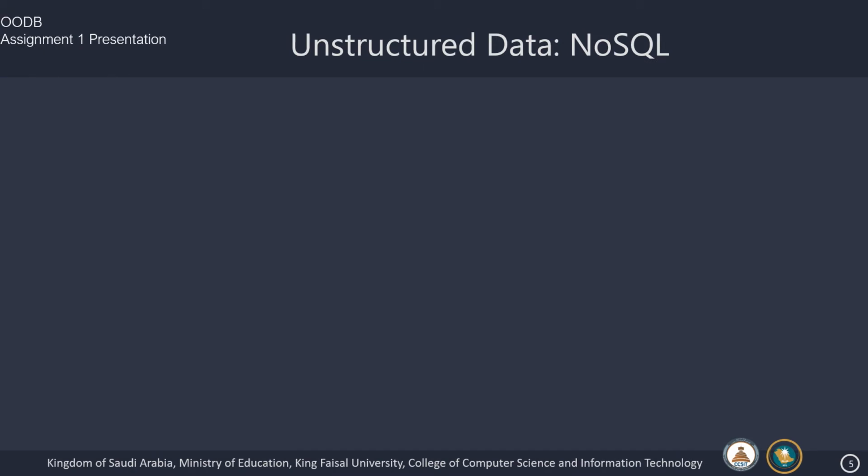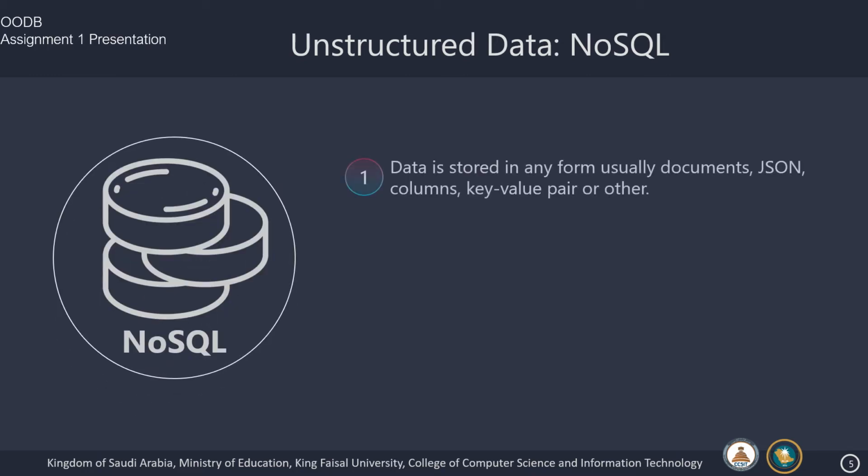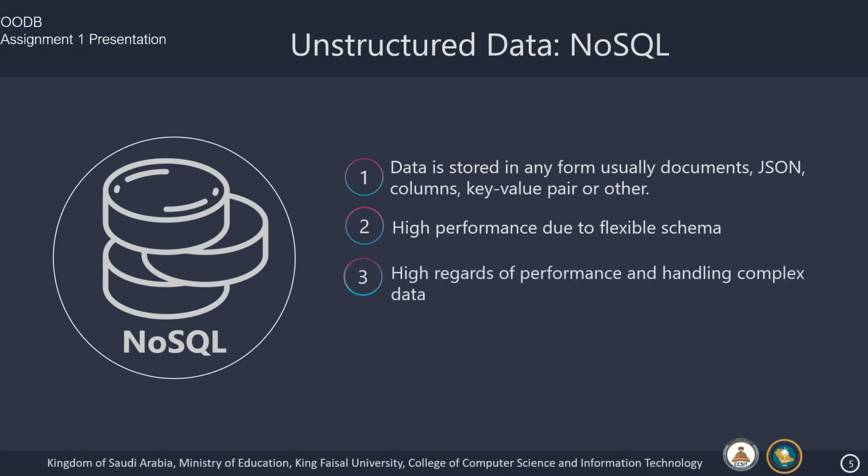On the other hand, for unstructured data, we have NoSQL, which handles this type of data. In NoSQL, the data can be stored in any type of format. It can be documents, JSON, columns, key-value pairs, or any other type of data. The focus here is high performance. Because the schema is flexible or sometimes there is no specified schema, the performance is very high since it does not involve any rules beforehand. So retrieving the data is very fast.